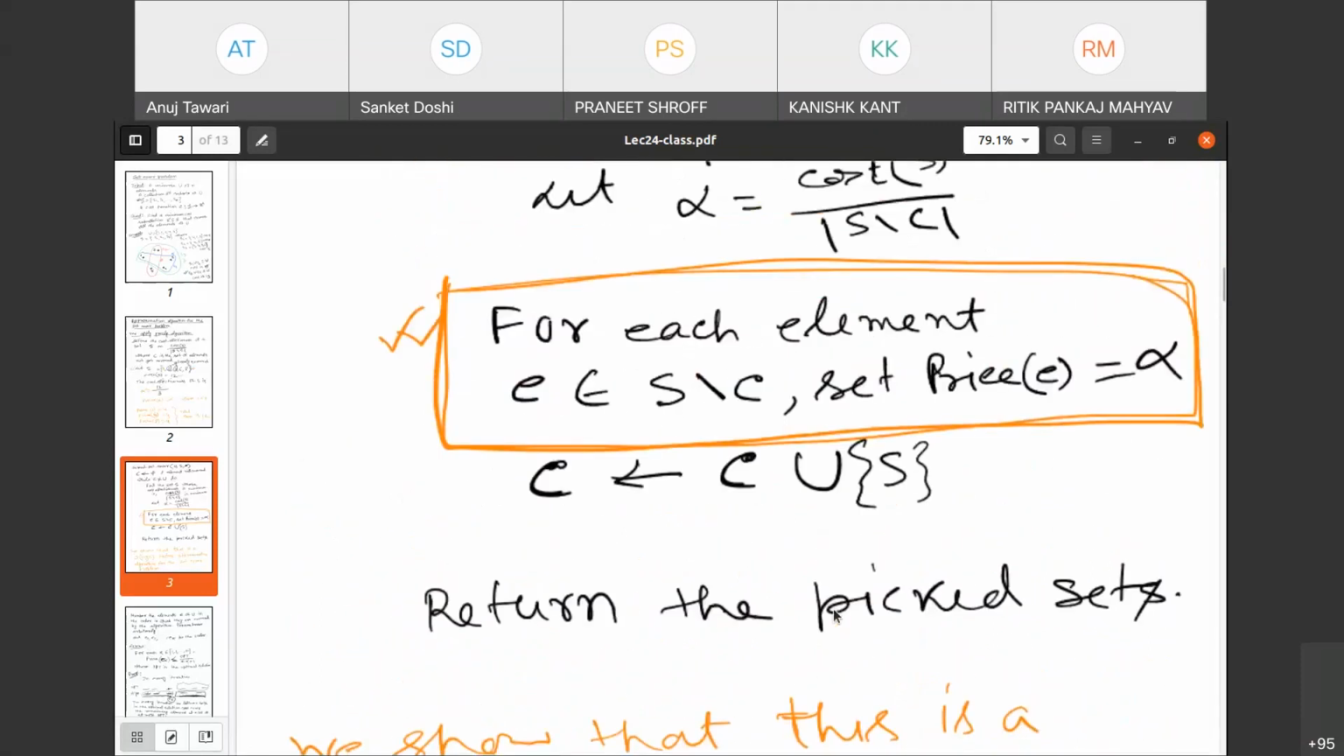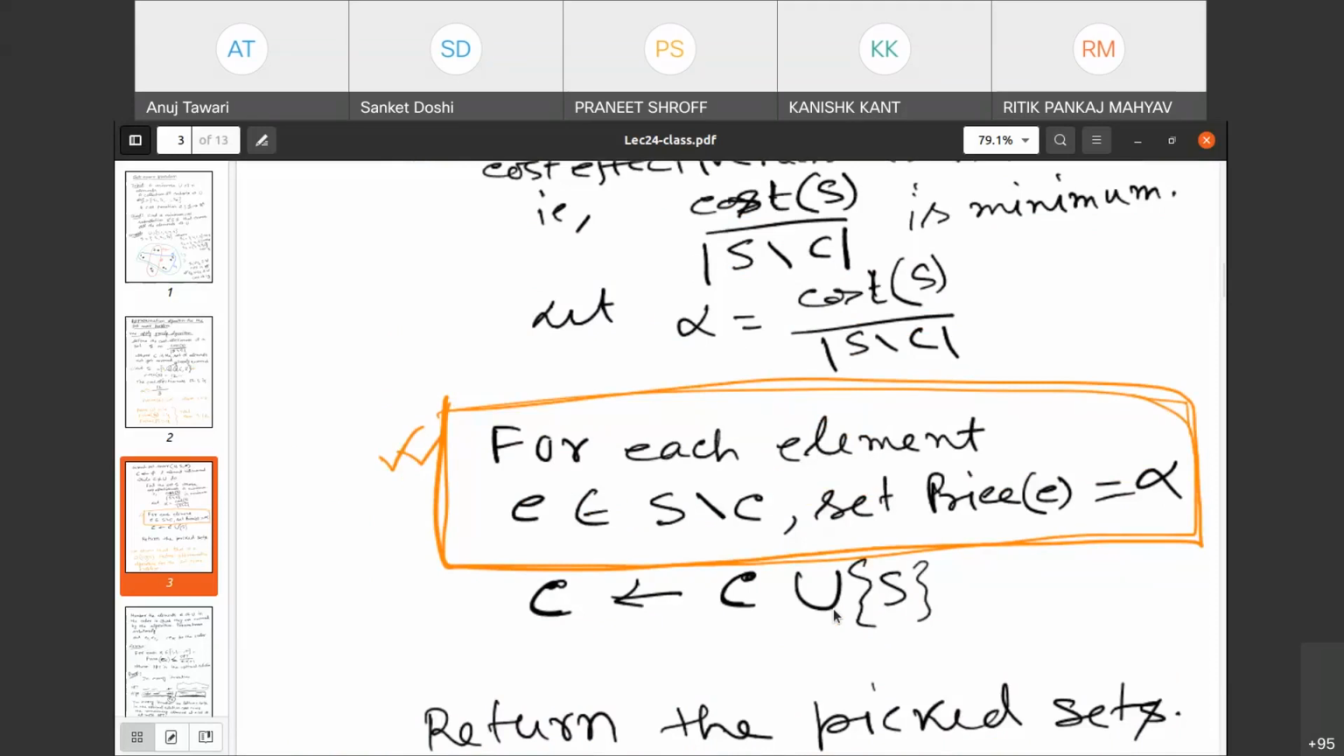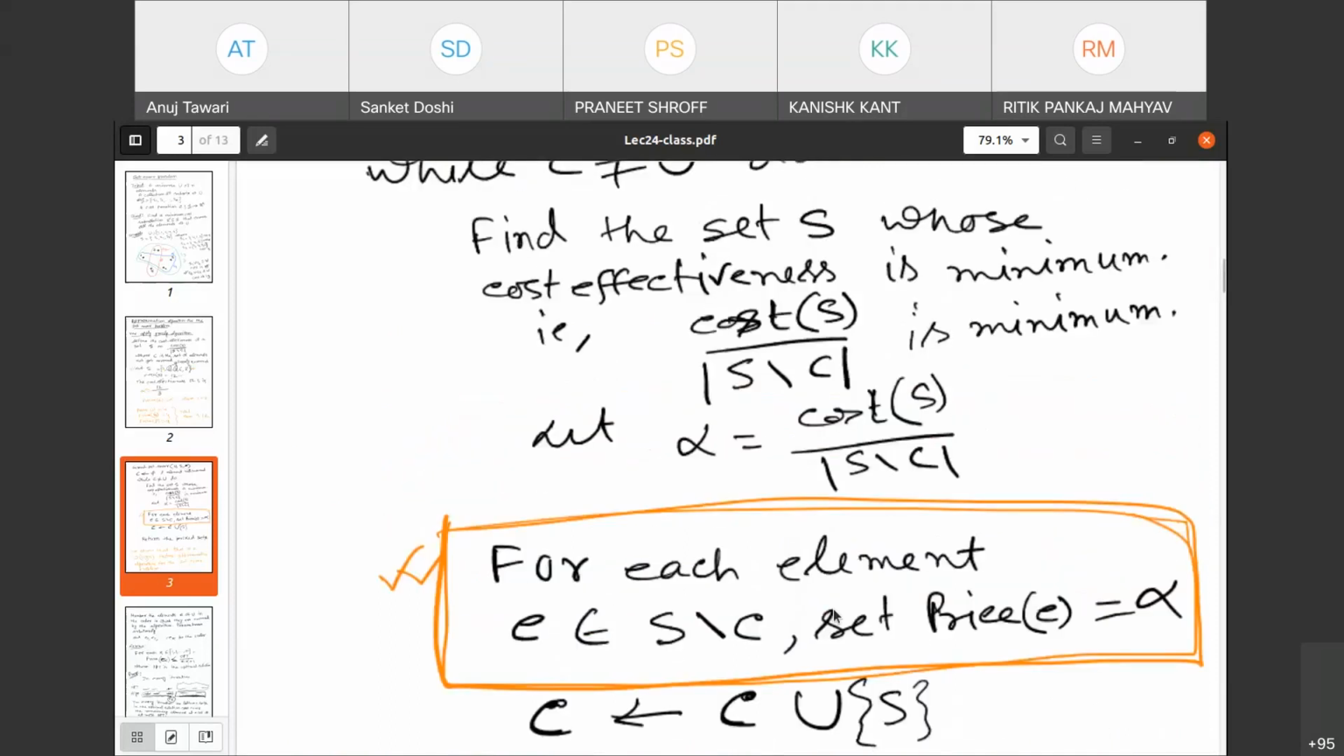So how do we analyze this particular algorithm? How do we analyze the approximation method? Finally, what we are doing is summing up the prices of all the elements. And somehow we want to relate it to the optimal solution. So we want to give an upper bound on the sum of the prices of all these elements in terms of the optimum.